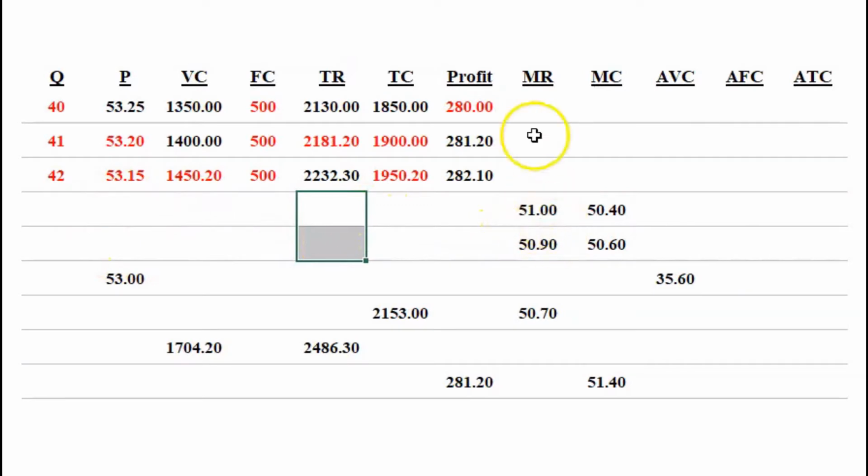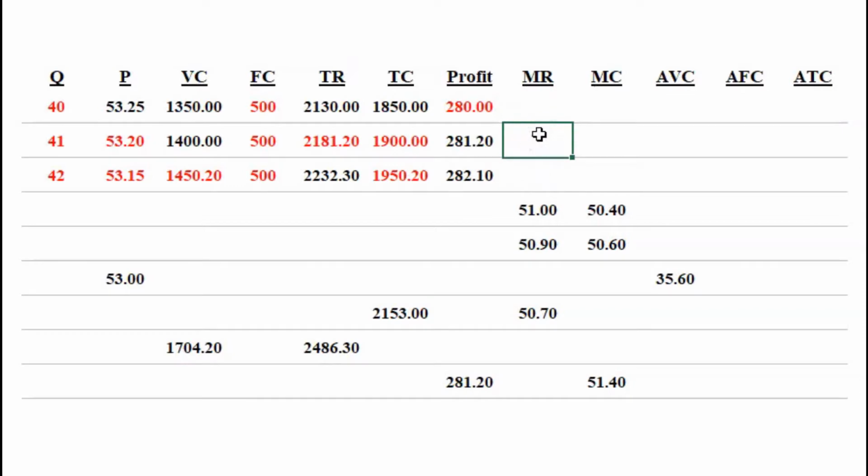All right, so to find the marginal revenue, first of all, we will not have a marginal revenue for this row right here. For the first quantity of 40, we cannot find the marginal revenue because we need two total revenues. We need this total revenue and the previous total revenue. Since we don't have the total revenue for a quantity of 39, we cannot find the marginal revenue for a quantity of 40. We have to have two consecutive total revenues in order to find a marginal revenue. So really, we're only going to be able to find this marginal revenue and this marginal revenue.